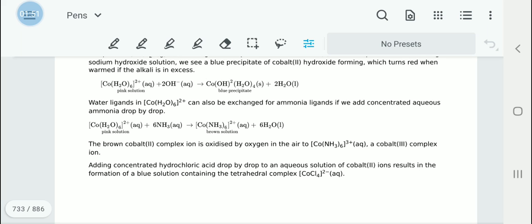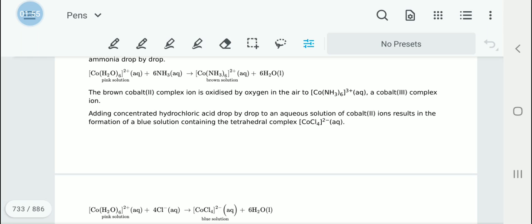the 6 water molecules. The brown cobalt 2 complex ion is going to be oxidized by the oxygen in air to Co(NH3)6 3+. That is a 3+ ion. That's a complex ion once again.